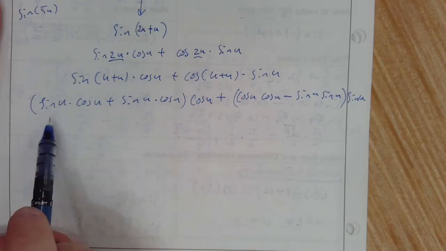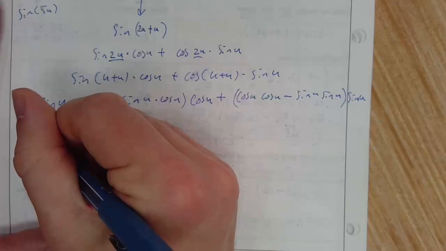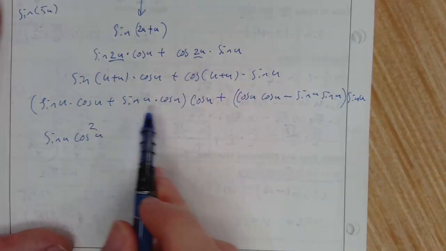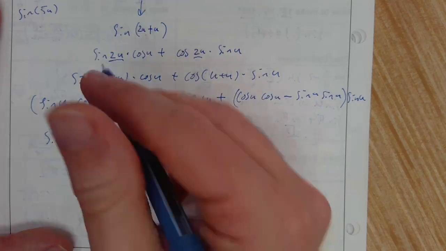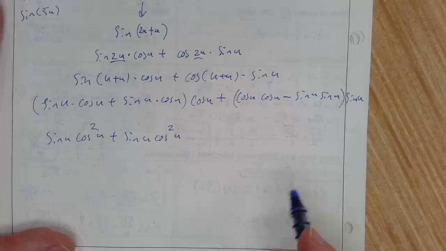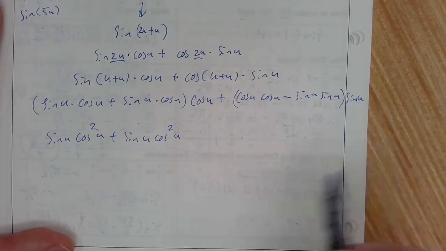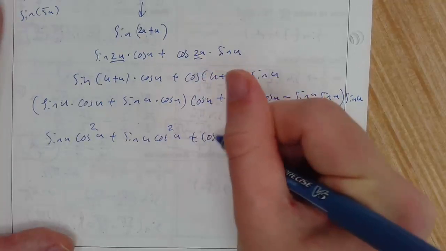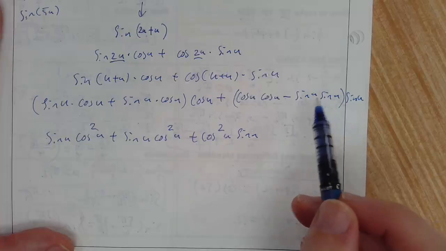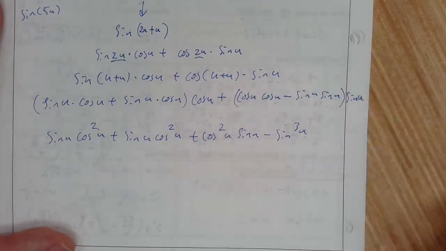So sine u cosine u times cosine u would be sine u cosine squared u. Sine u cosine u times cosine u is sine u cosine squared u. Then over here, cosine times sine, that's cosine squared u sine u. And then minus sine u, that's sine cubed u.